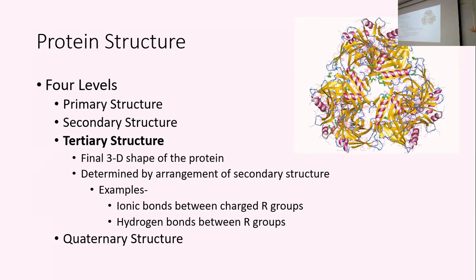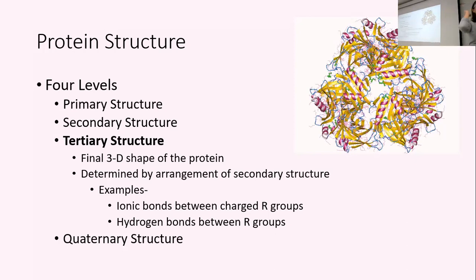All of these molecules are just interacting, right, given the ionic bonds that might form, right, if you've got charged R groups, hydrogen bonds that will form between other, maybe uncharged or polar R groups, right? So you end up with this amino acid chain that has folded and folded and folded and created some shape.